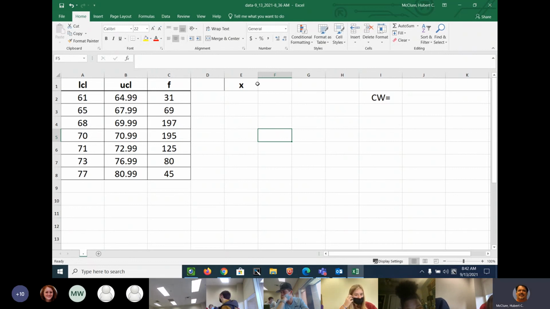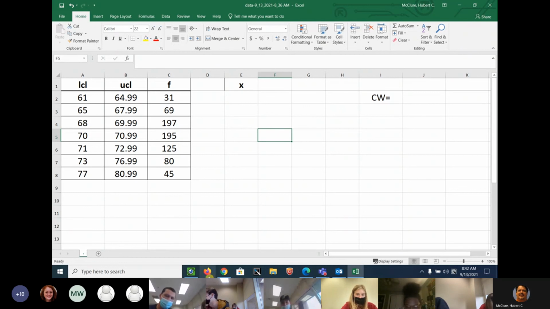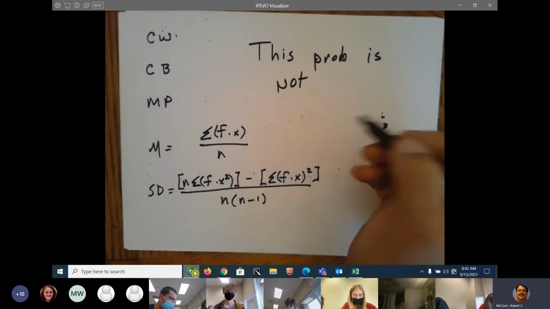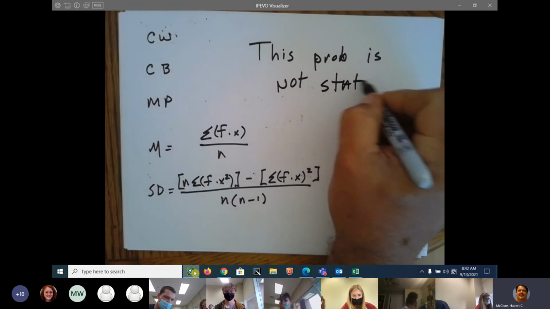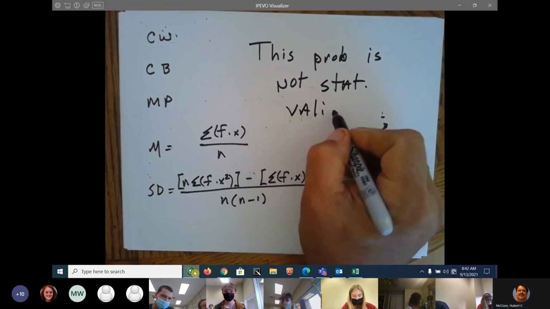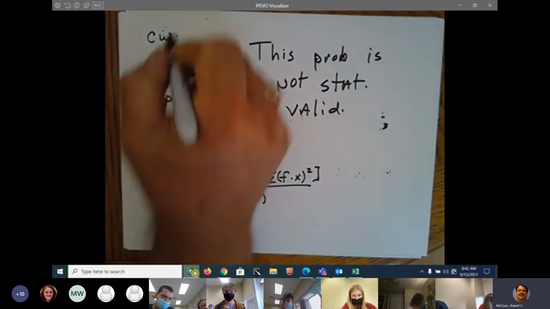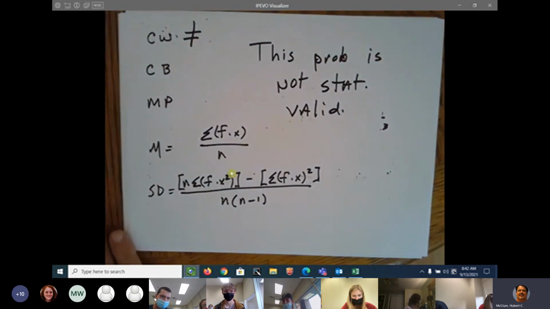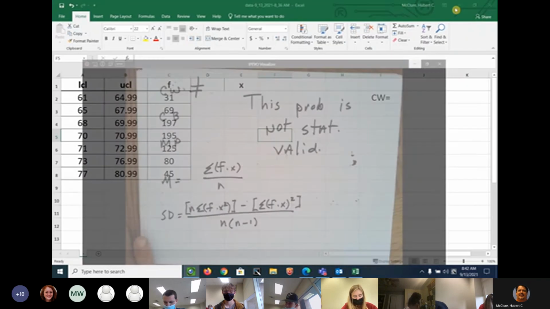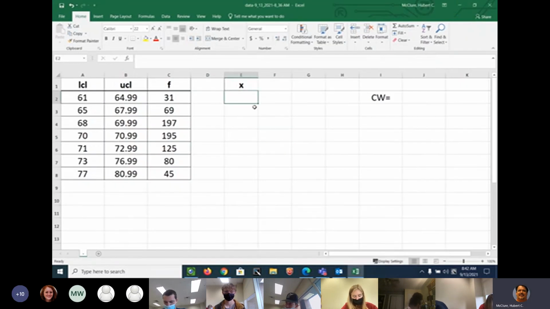I don't know why they even give y'all a problem like this. This problem is not statistically valid. The class widths do not what? Equal. Now you can find the midpoints, but the midpoints won't be correct. I'll find the midpoints. They're not going to be correct.